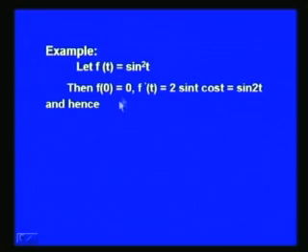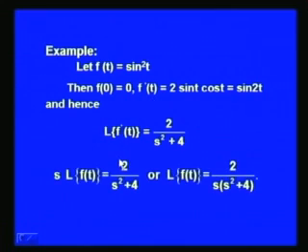So, f(0) is equal to 0, f'(t) is equal to 2 sin t cos t, that is, it is equal to sin 2t, and we can see that f(t) is a continuous function for all t greater than or equal to 0. f(t) is of exponential order because f(t) is a bounded function, and then its derivative f'(t) is sin 2t, which is also a continuous function for all t greater than or equal to 0. So, we can apply theorem 1.